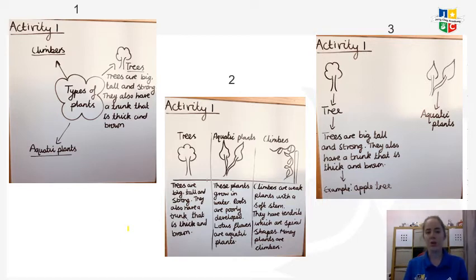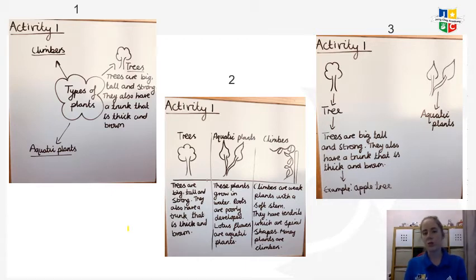In example number two, I've done like a grid. Again, I have only done three examples. You will need to do all six, but this is just an idea to get you started. Again, I've written the name of the type of plant. I've drawn a picture to go with it. And underneath in the bottom boxes, I've written the information to go with it.